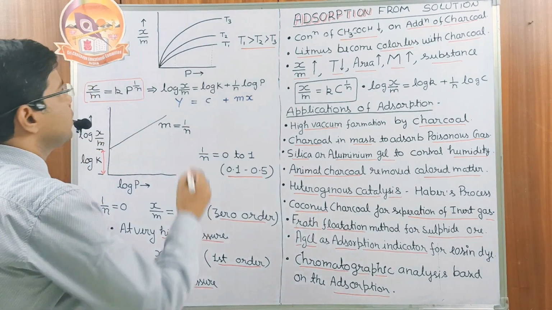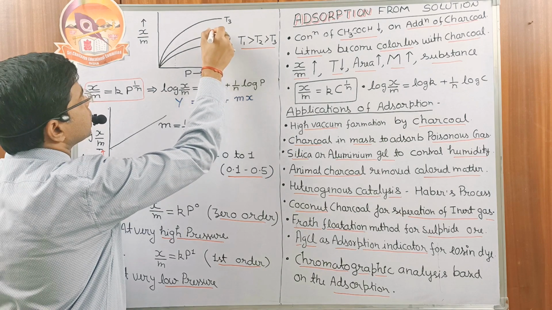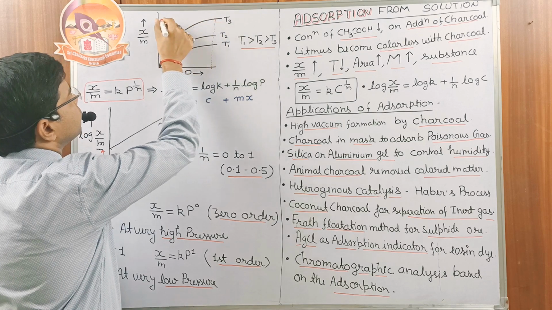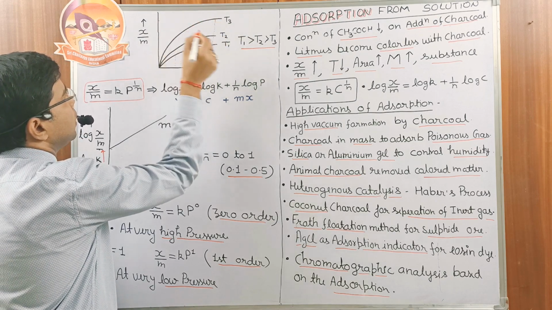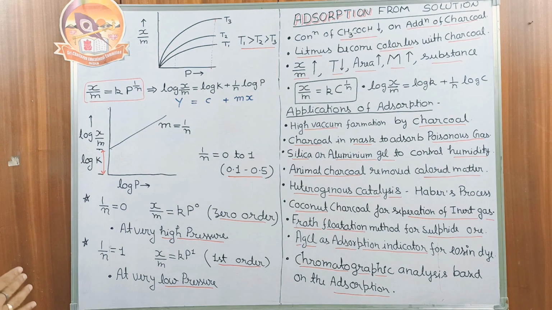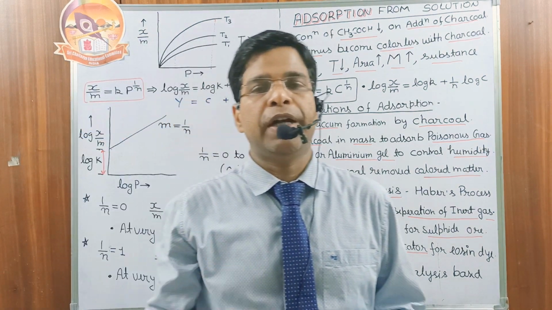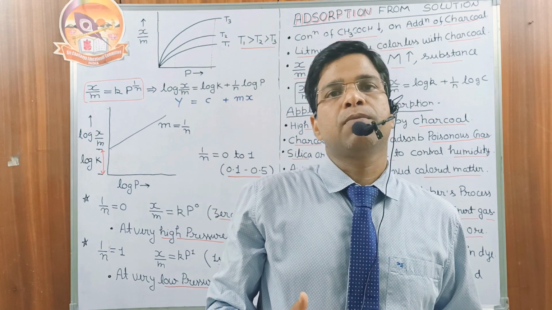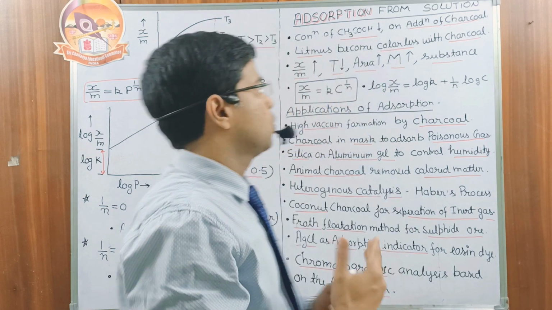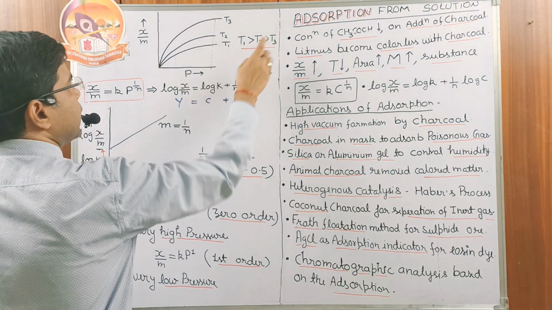Now you see, at this point the pressure is the same, but at the temperature T3 the adsorption is high, T2 less, and at T1 minimum. So it means T3 is the lowest temperature, and T1 is the maximum temperature. As the temperature increases, the x by m value decreases, the extent of adsorption decreases. So T1 is the highest temperature, then T2, then T3.